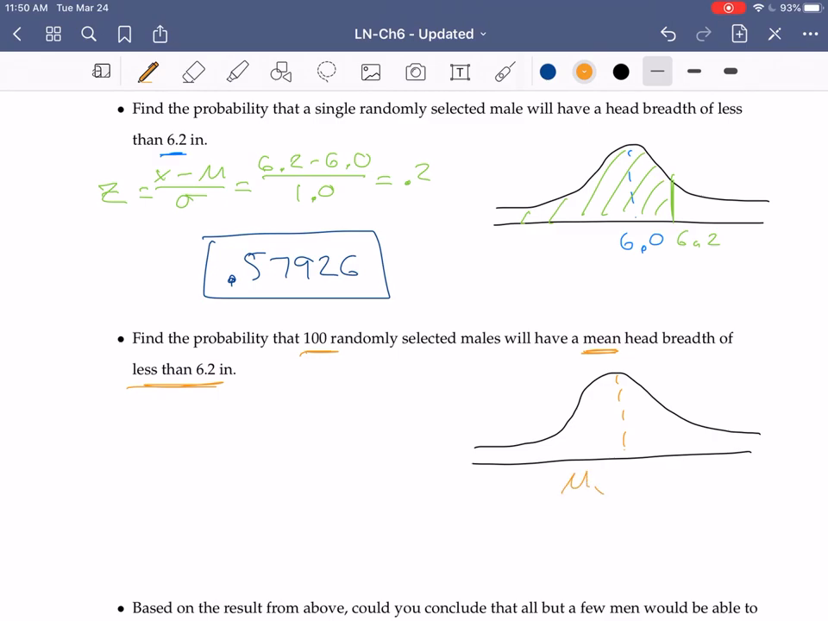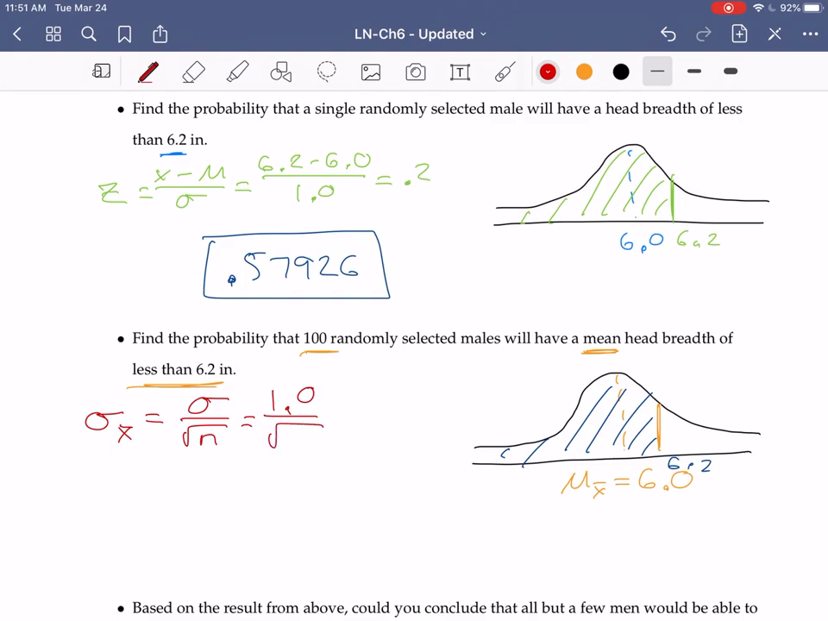Remember, the mean of the means is still going to be the same as the mean of the individuals, so it's still 6.0. We want to know what's the probability that our mean value is smaller than 6.2. So we're going to shade the area to the left of this. Our standard deviation has changed, right? So how did our standard deviation change? Sigma, the standard deviation of the means, is the standard deviation of the individuals divided by the square root of the sample size. So for the individuals, that standard deviation was 1. Sample size is 100. And so when we do this, we get a new standard deviation of 0.1.